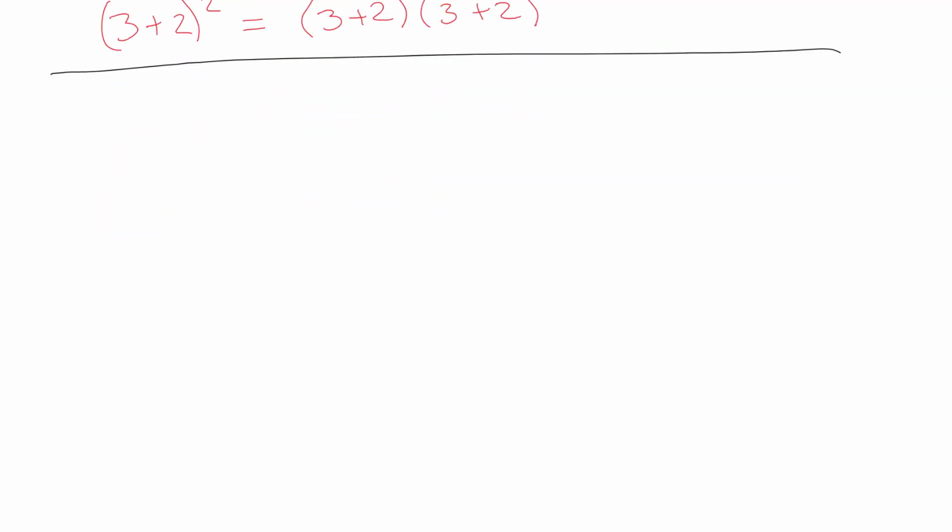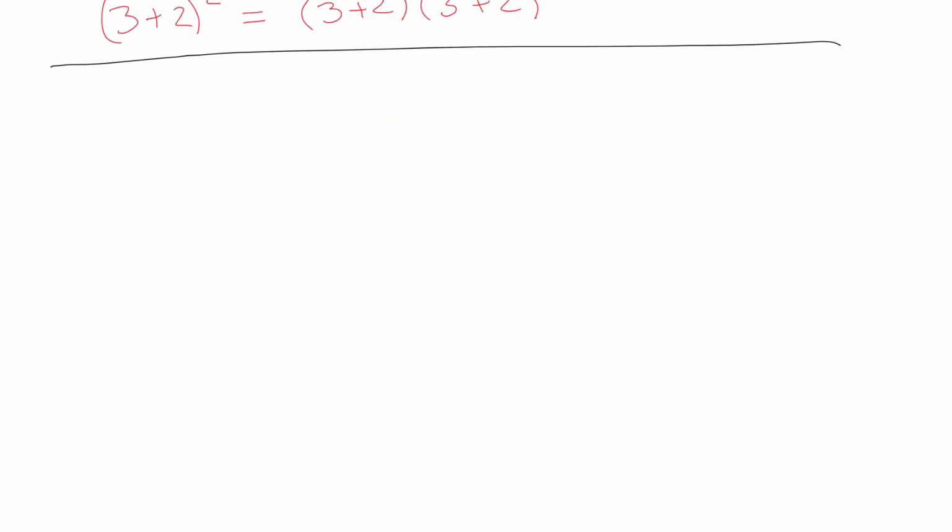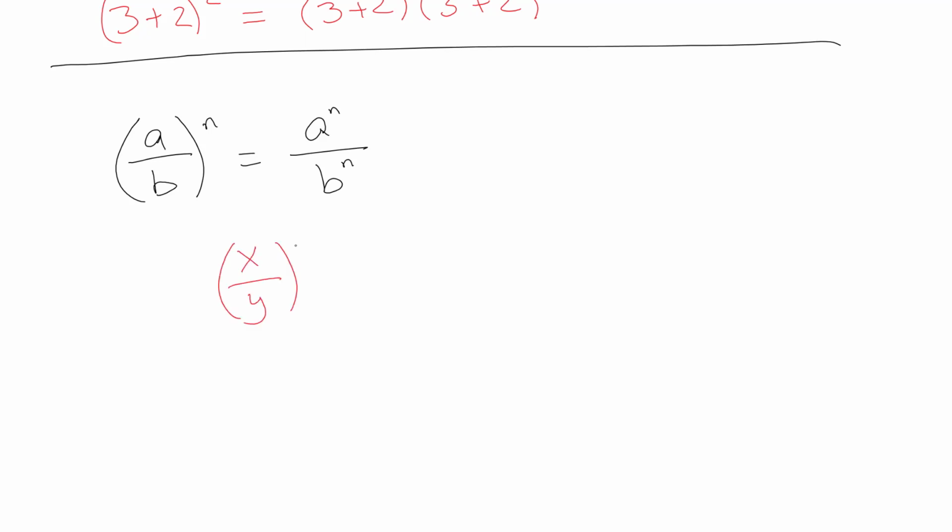Another way you can see the power rule is with division. They would say a over b to the n is still equal to a to the n over b to the n. Just like if I had x over y cubed, that would be x over y times x over y times x over y. So anytime you're confused, just bring it back down to the basics.